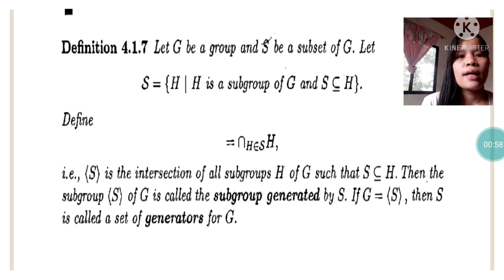Then this subgroup of G is called the subgroup generated by S. If G is equal to the subgroup generated by S, then S is called a set of generators for G.